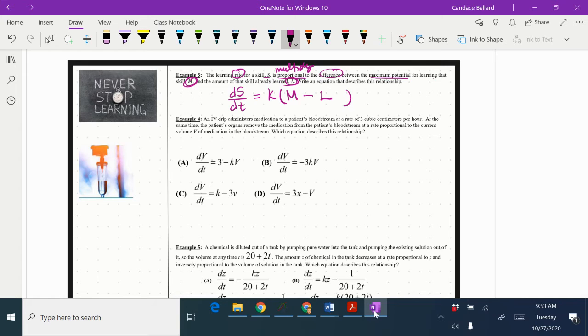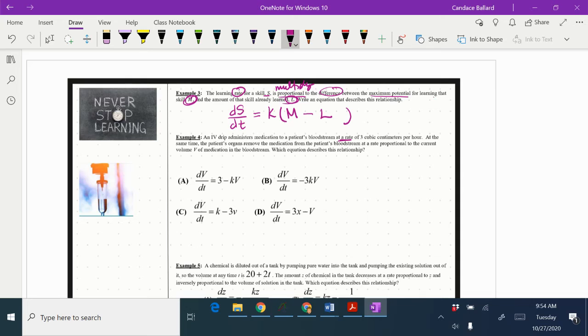All right, looking at example 4. An IV drip administers medication to a patient's bloodstream at a rate, so we know it's a rate, of 3 cubic centimeters per hour. Whenever I see cubic, I am thinking volume. At the same time, the patient's organs remove the medication from the bloodstream at a rate proportional to the current volume of medication in the bloodstream. Write which equation describes this relationship?